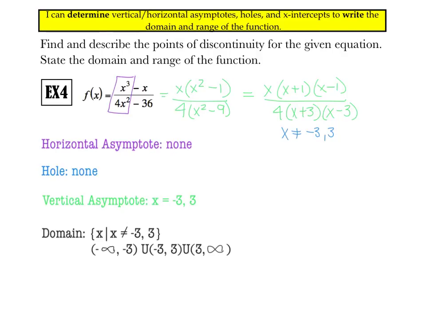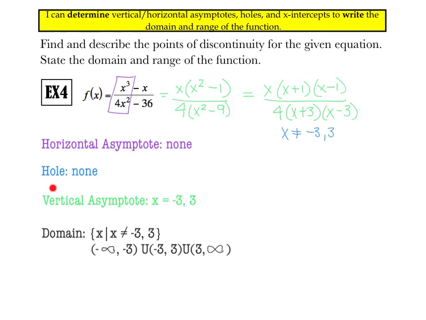So then I factored, and this was kind of a double factor. I took out an x, which left me with x squared minus 1, which can be factored as x plus 1, x minus 1, because that's a difference of squares. And then over here, I took out a 4, and I was left with x squared minus 9, which I also recognized was a difference of squares, so x plus 3, x minus 3. So that gave me x values that could not be negative 3 or 3.